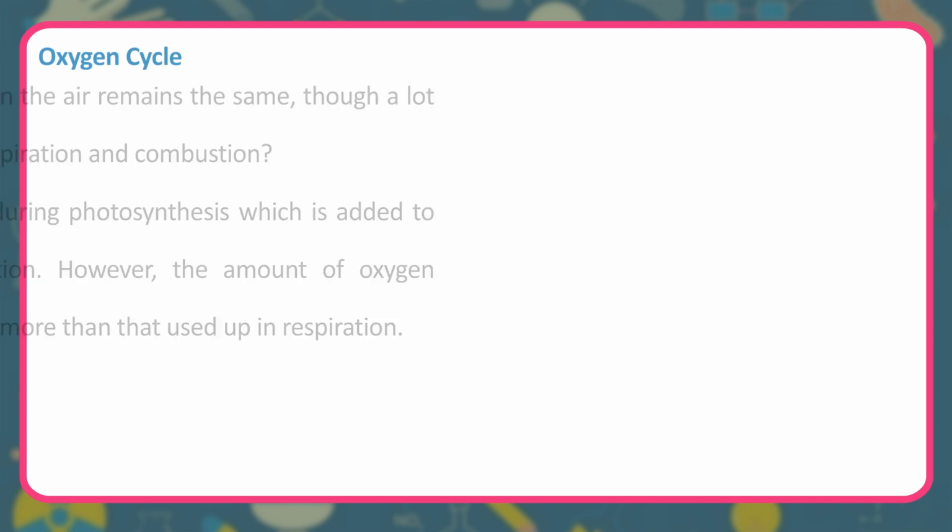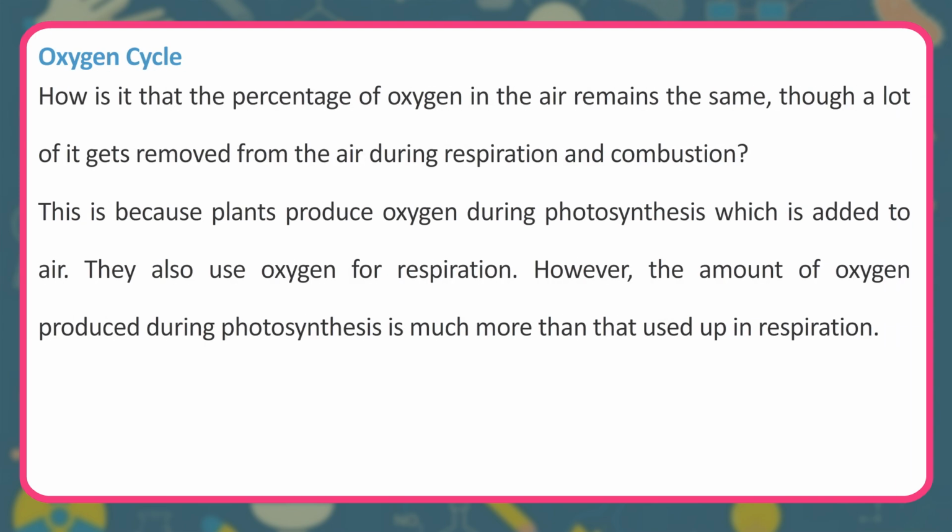Oxygen cycle. How is it that the percentage of oxygen in the air remains the same, though a lot of it gets removed from the air during respiration and combustion? This is because plants produce oxygen during photosynthesis, which is added to air. They also use oxygen for respiration. However, the amount of oxygen produced during photosynthesis is much more than that used up in respiration.